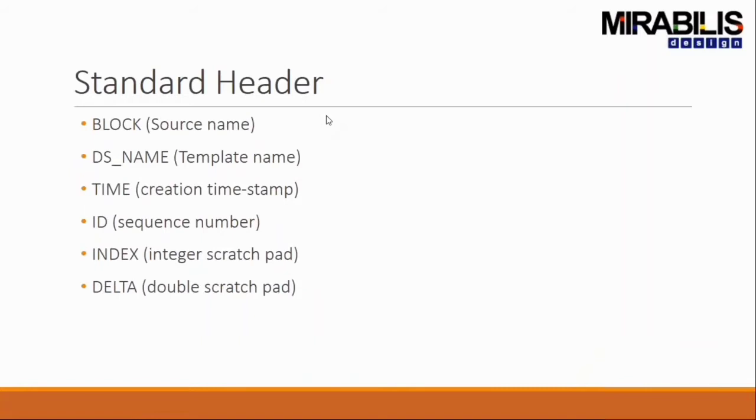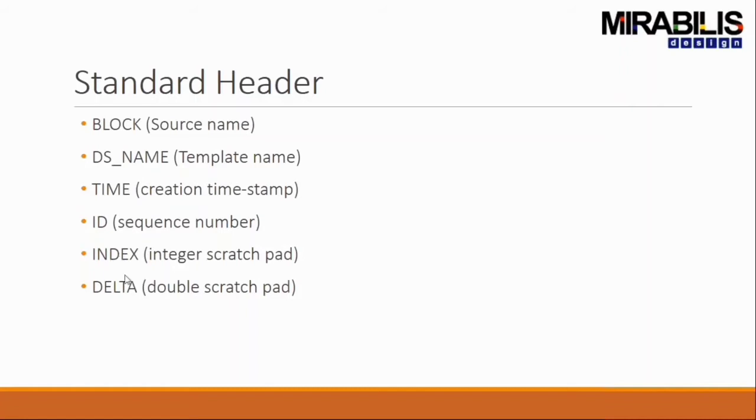Standard header. Every data structure has a standard header that has fields called block, which denotes the name of the block from which the data structure is generated. Data structure name is the name of the data structure template. Time is the simulation time when the data structure was created. This is a timestamp that can be used to compute the latency and to determine the deadline previews.